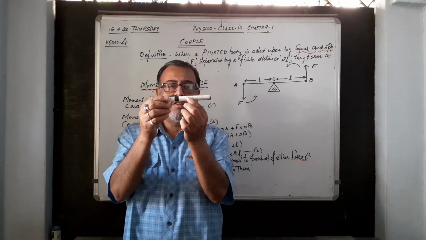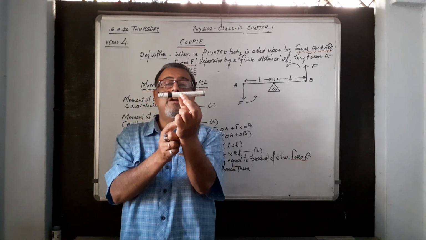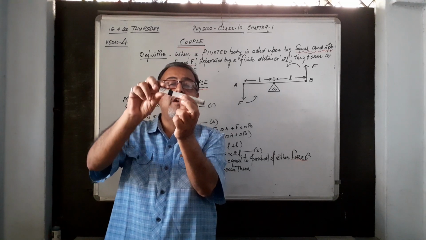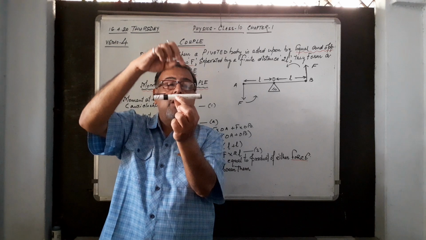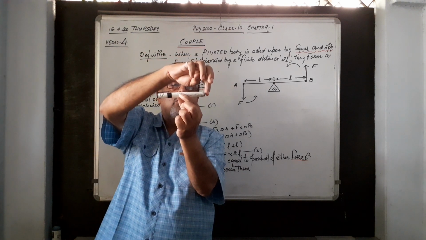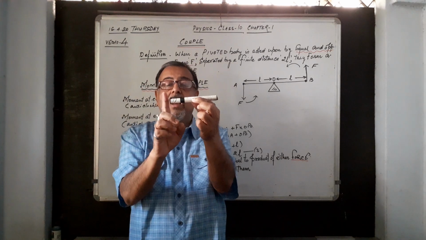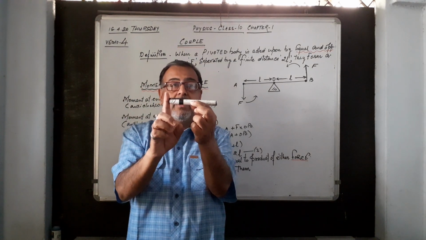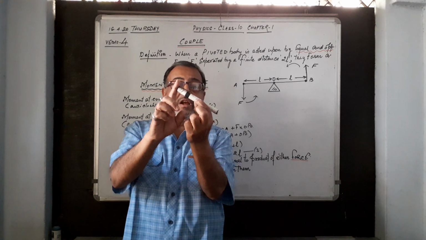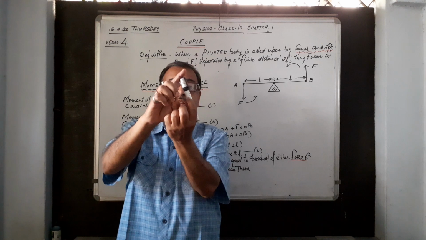Just for instance, this is a pen which is pivoted at the center, meaning it is free to move about the center. If this particular body is acted upon by two forces, one facing downwards and the other one facing upwards, then the body is likely to turn anti-clockwise.